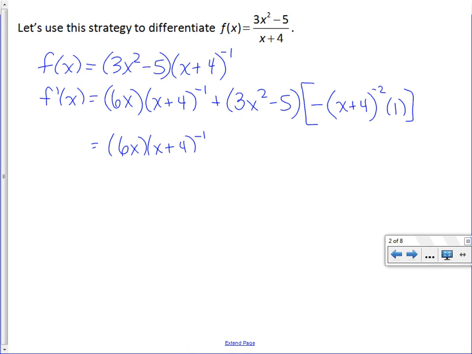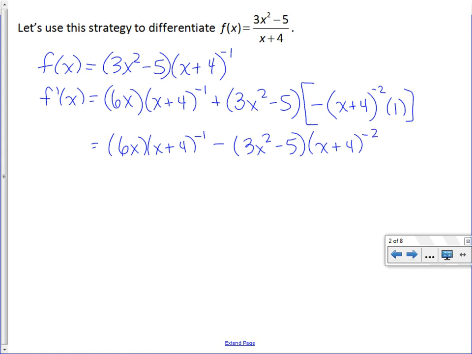I want to rewrite this so I don't have the negative just randomly in the middle. So what would be my in front sign or in front value? It would just be negative, and if there had been a number there, the number would go there, but it's just a 1, so it just basically switches the plus to minus. 3x squared minus 5 times x plus 4 to the -2.